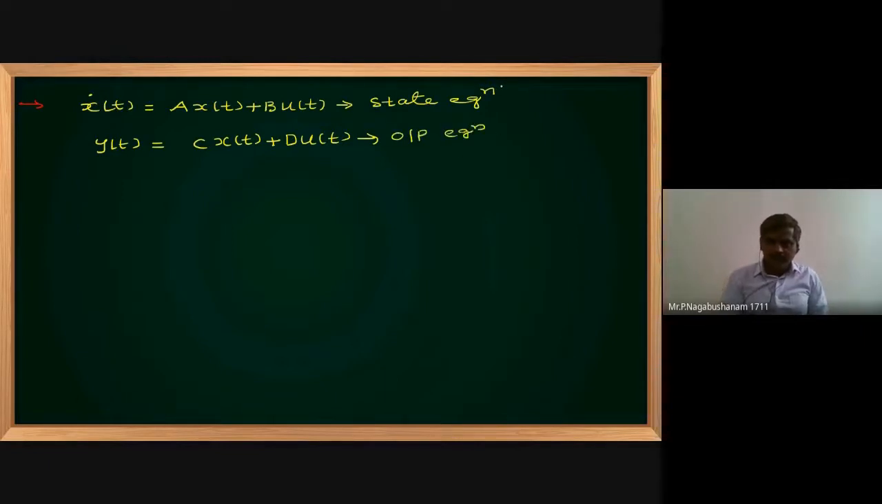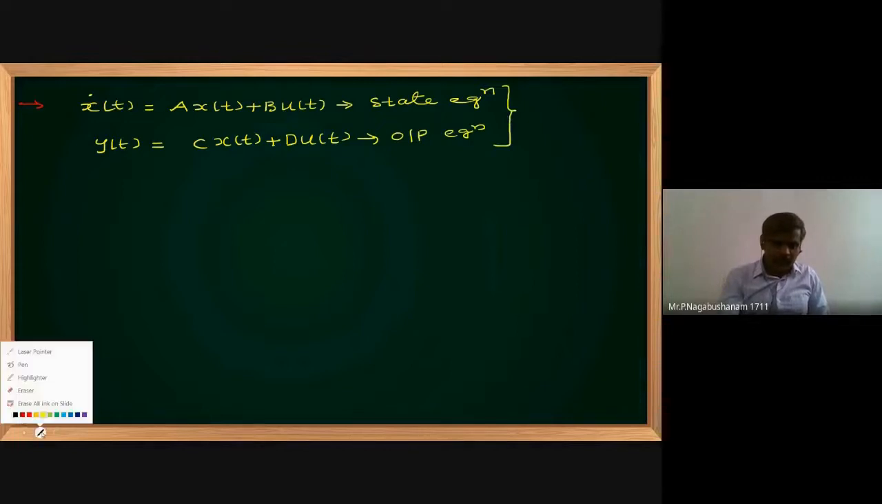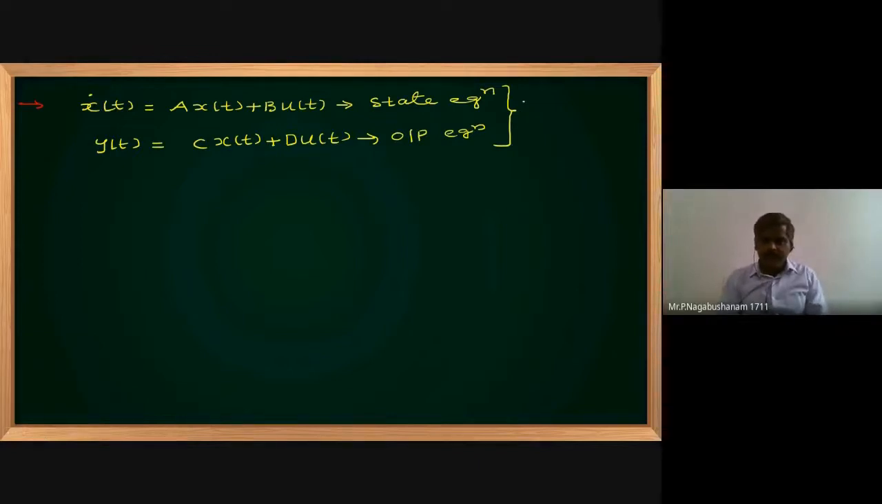These two combined, we can call this a state model of a system. So if we check the first one, y of t is the output, and u of t is the input.